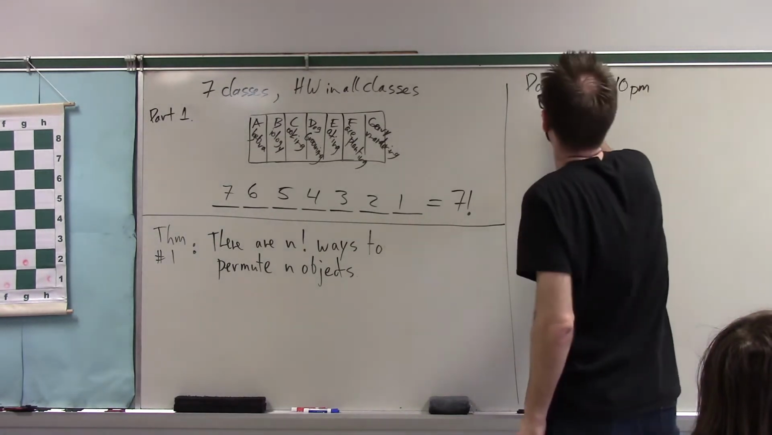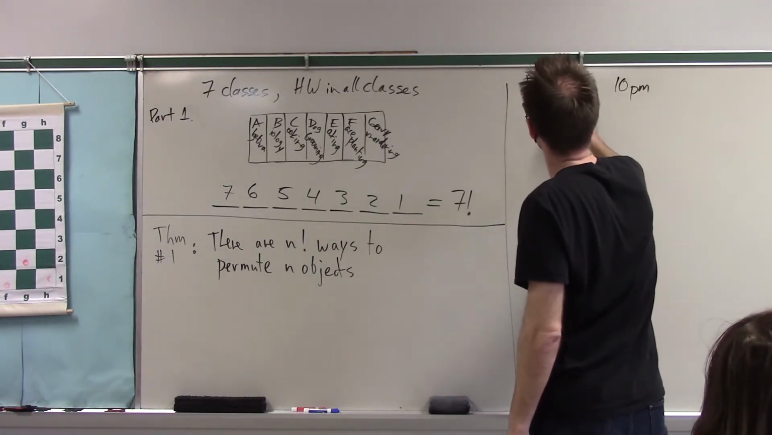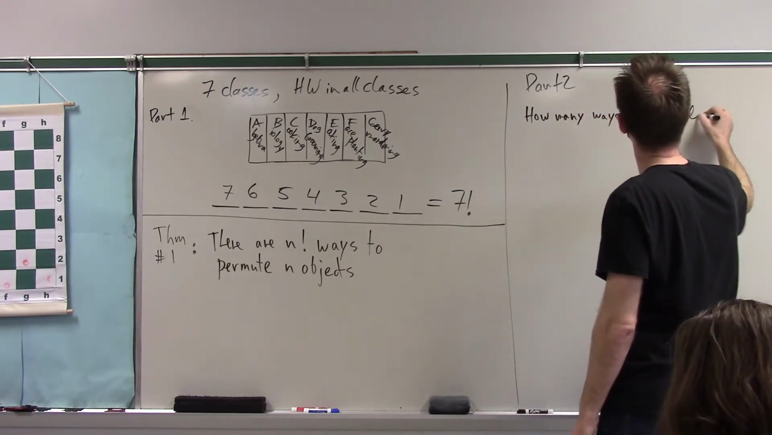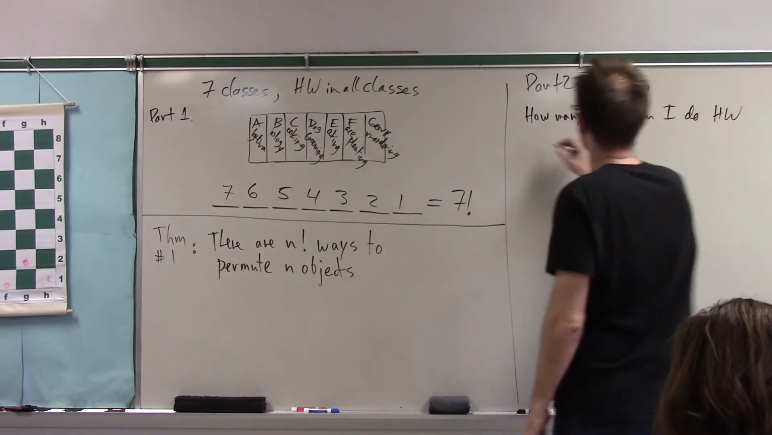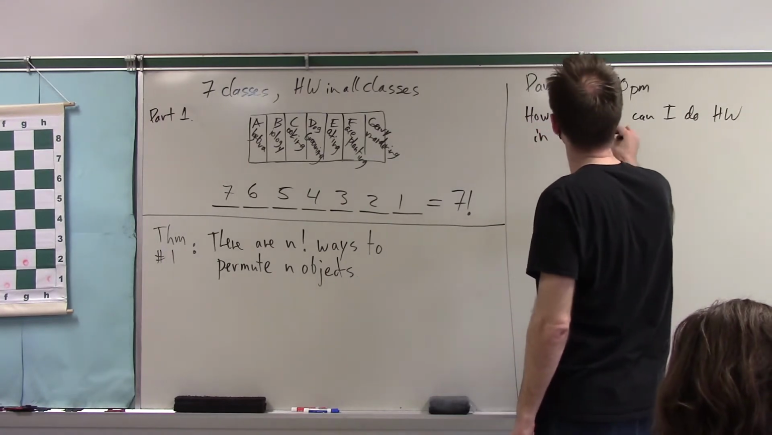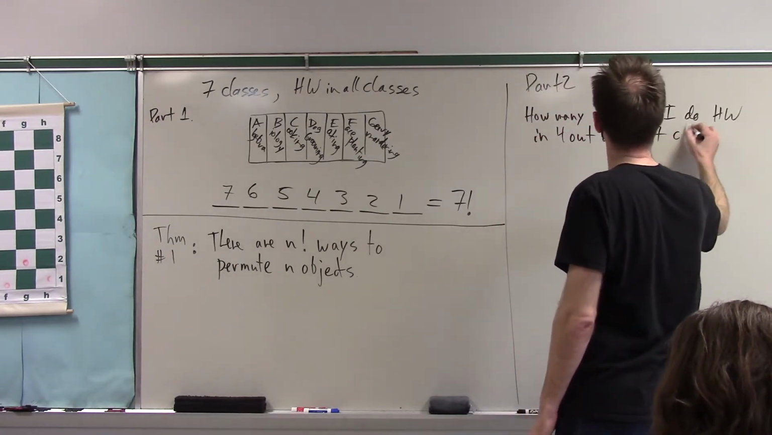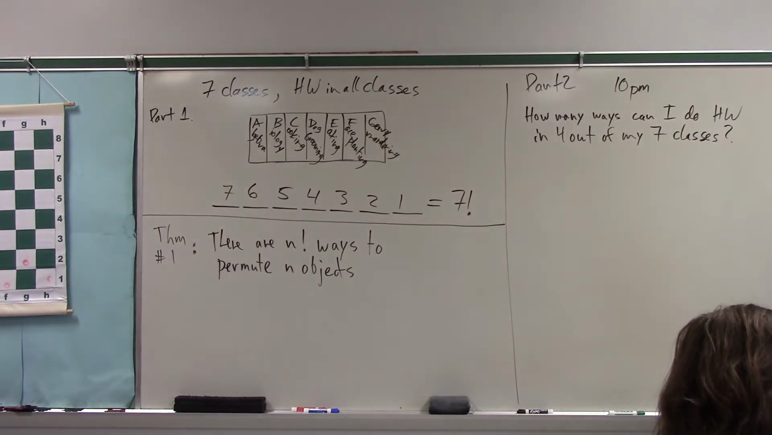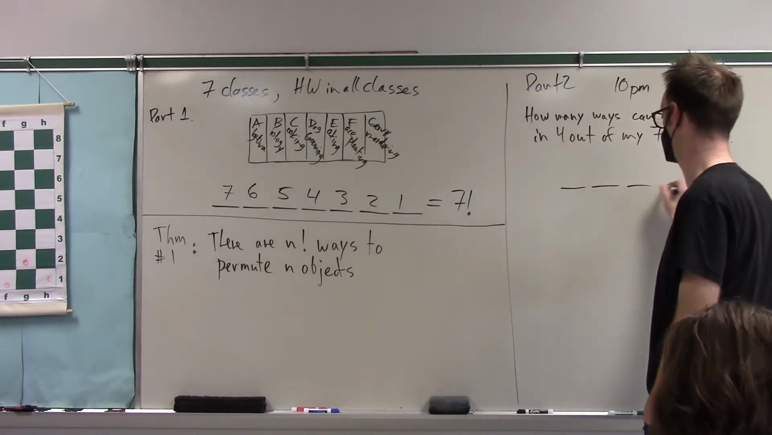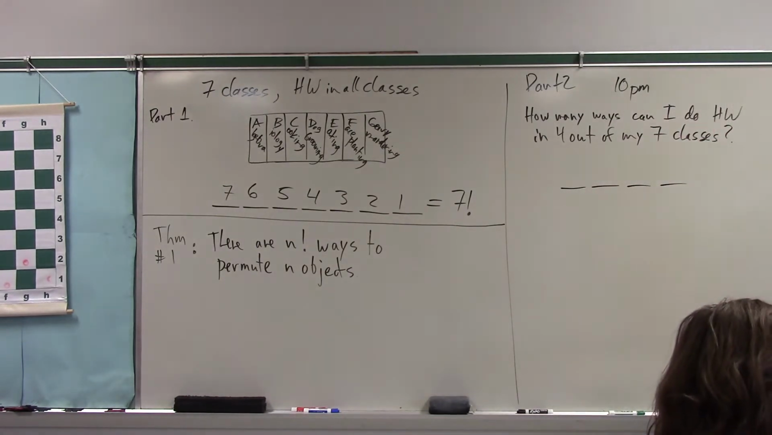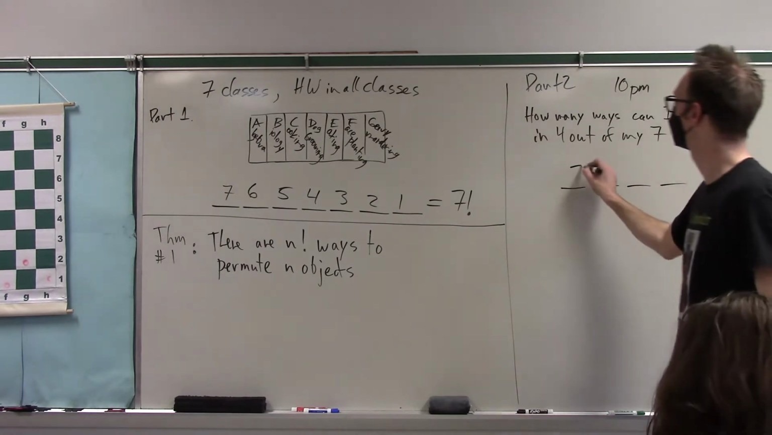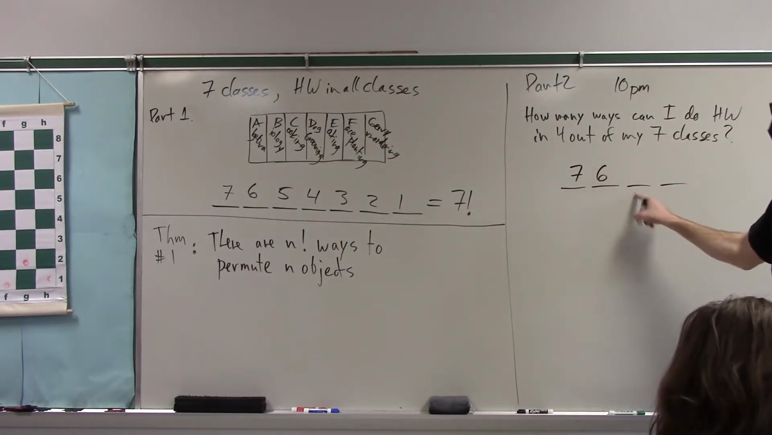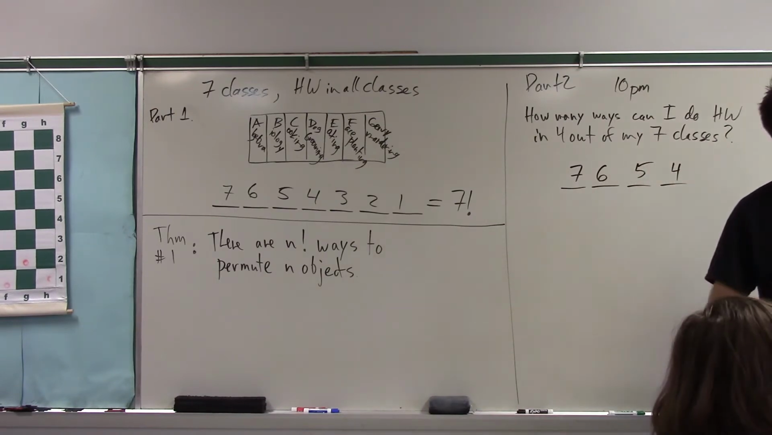So now the new question is, how many ways can I do homework in 4 out of my 7 classes? I think this is not a hard question. Let's just get right to it. How many choices do I have for which homework to do first? 7. Then 6, 5, 4. That's the answer.